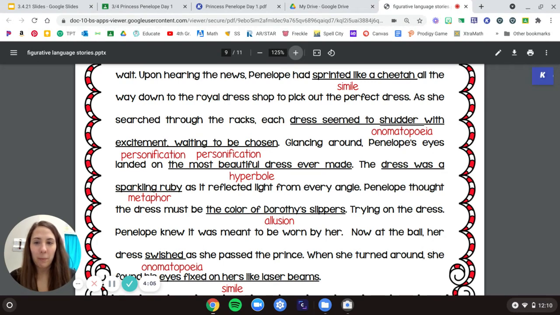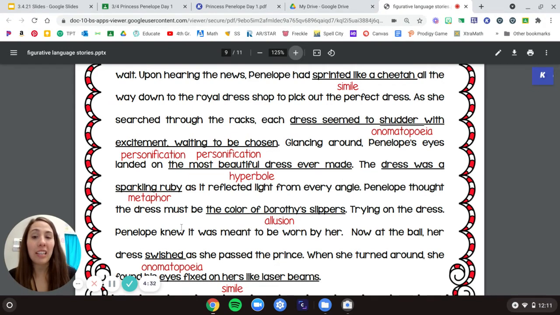Whenever we use those words like that, it kind of gives it away that that's our exaggeration, hyperbole. Our metaphor was kind of hidden because we know it's supposed to use not like or as, but is or are. Well, it uses the word was, which is past tense of the word is. The dress is a sparkling ruby, or the dress was. That one was tricky. Okay.